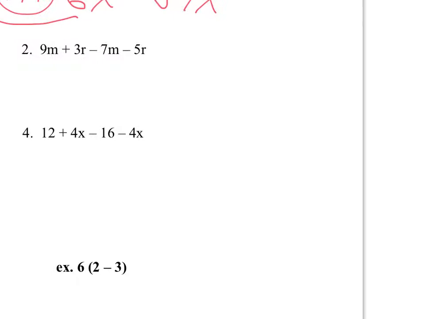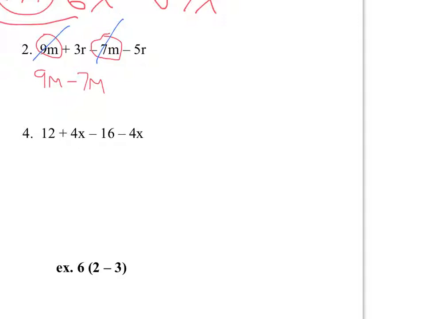Now, if I look at number 2, I have 4 terms. I've got 9m plus 3r minus 7m minus 5r. Well, it's kind of obvious that the terms that I can combine, I have 2 m terms, and I have 2 terms that have an r. So in red, I'm going to circle the 9m and the 7m. Don't forget the minus before it. So now I'm going to group those together and just rewrite it as 9m minus 7m. Okay, and then I'll cross those out because I accounted for them.